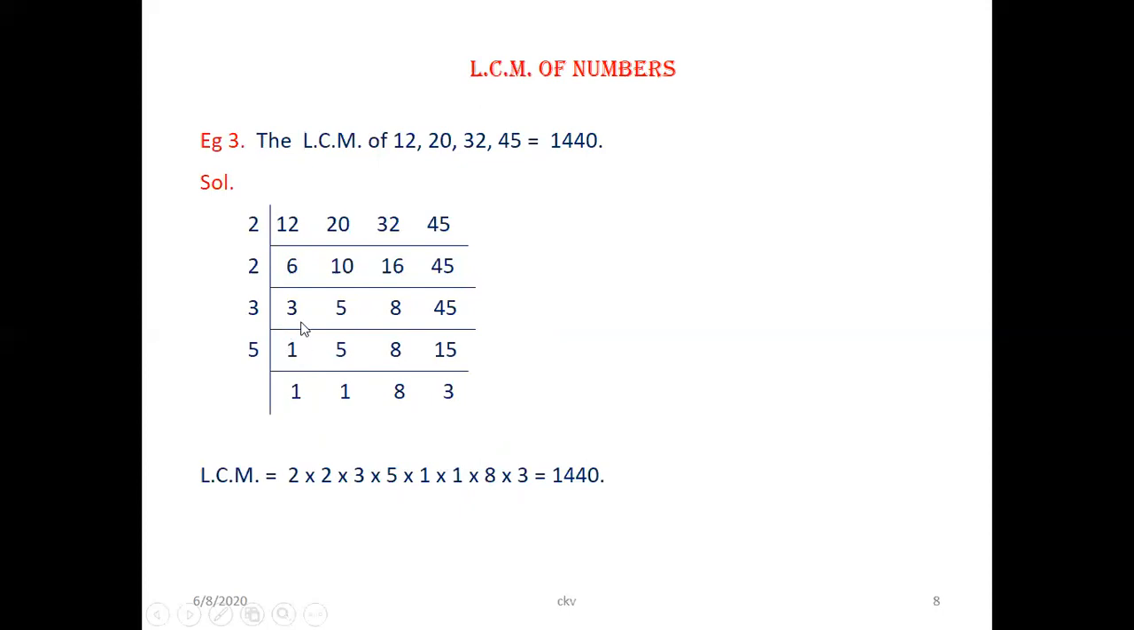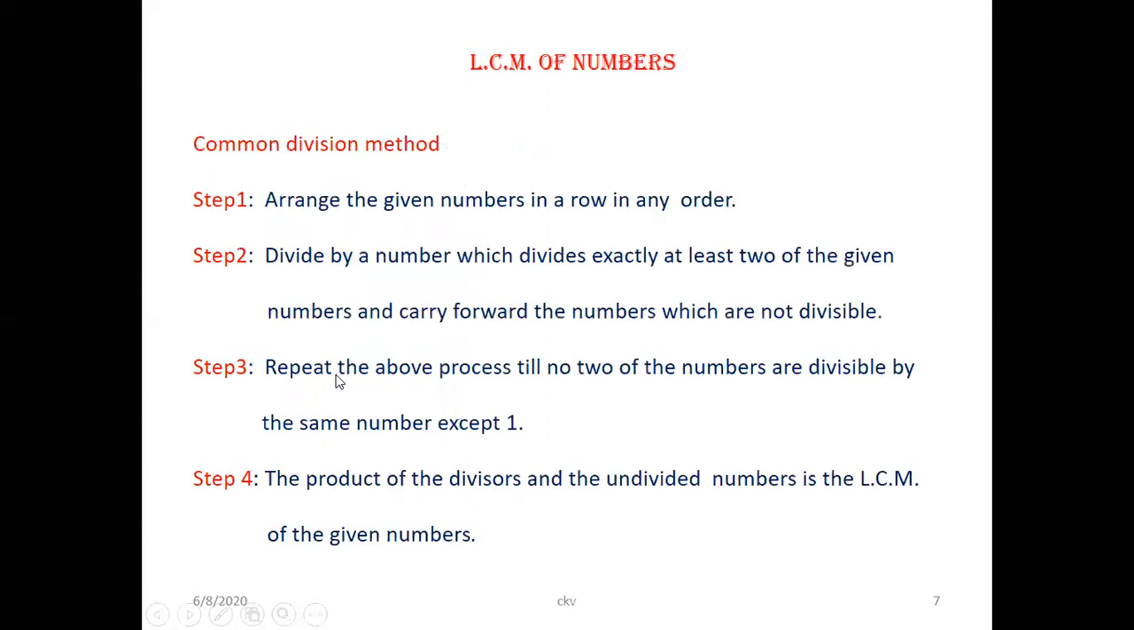It, because 3 does not divide 8. And now 3 divides 45. How many times? 15 times, because 3 15s are 45. Okay, 45 and 15 are divisible by 3. That's why I took 3. That is what this step means.